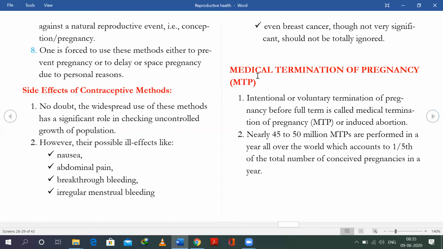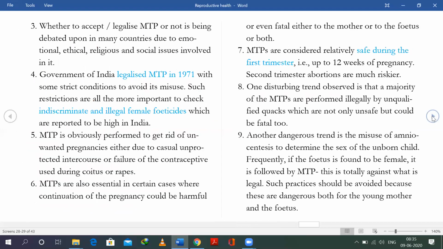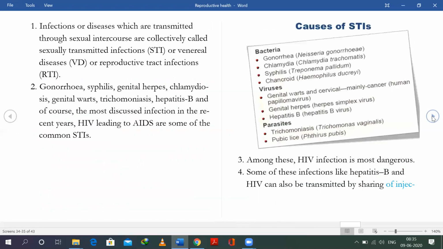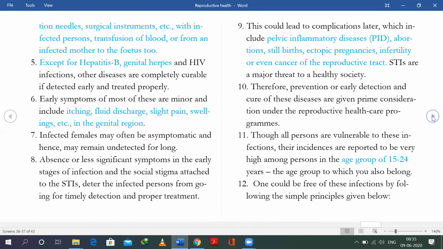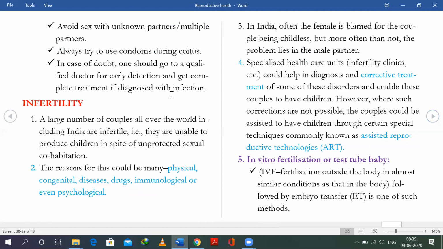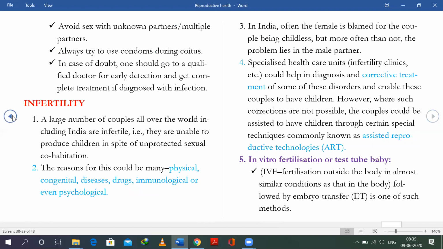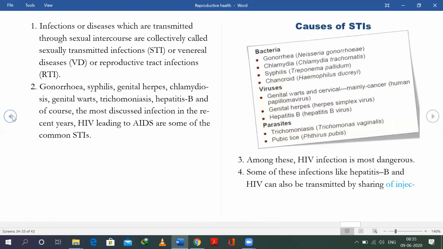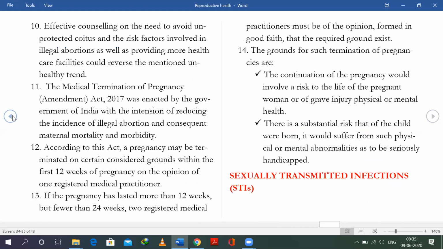In the next segment, we'll see the medical termination of the pregnancy, and as well as some of the sexually transmitted infections will be explained in our next discussion, which is a very important area for discussion. Okay, so medical termination of the pregnancy, and the sexually transmitted infections, I'll just take them in two segments because both are very important.